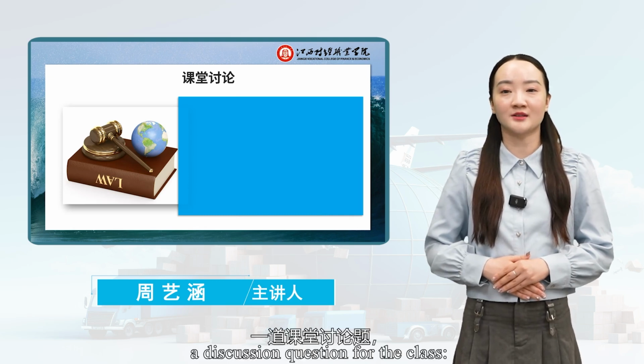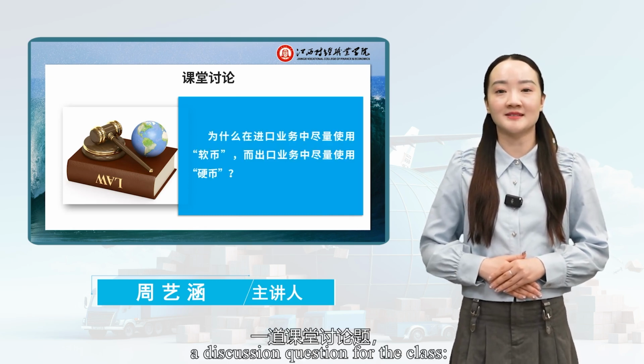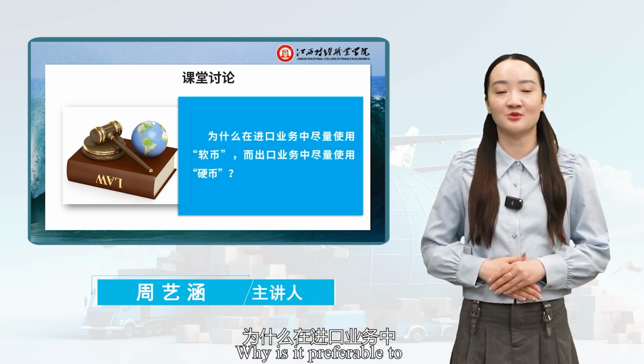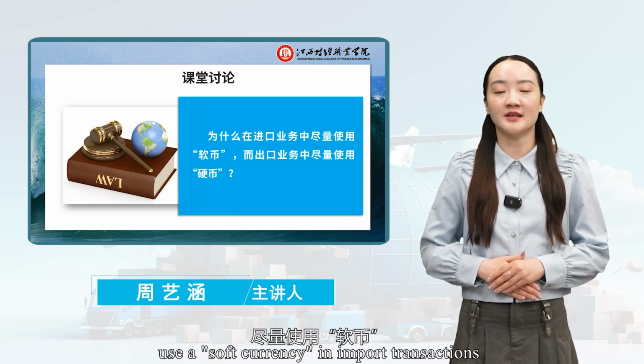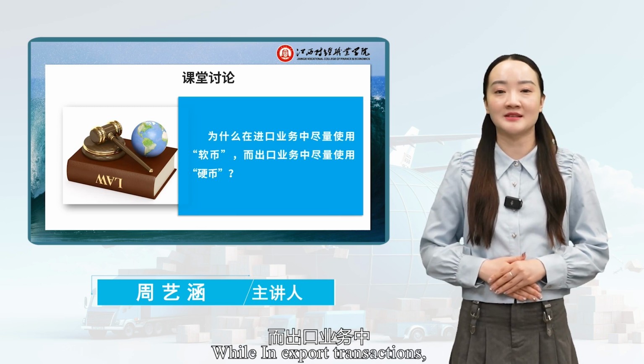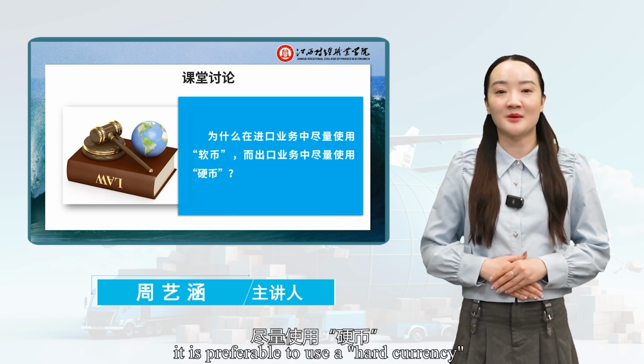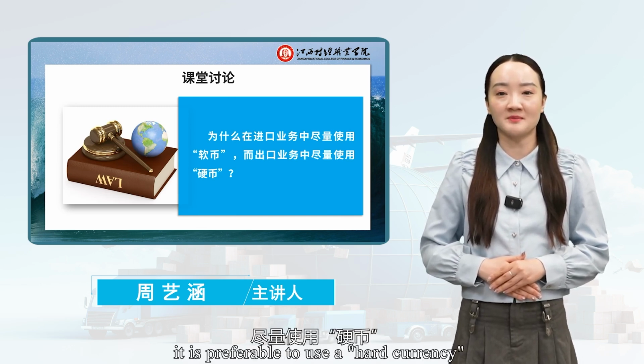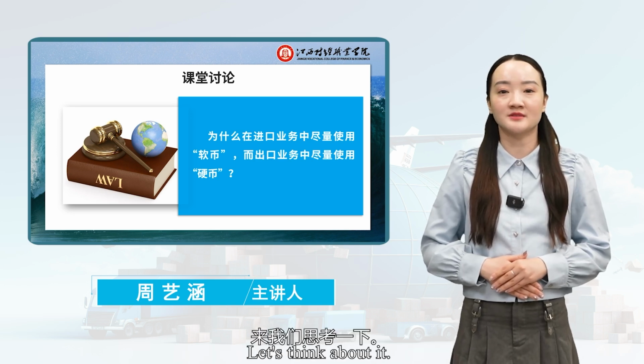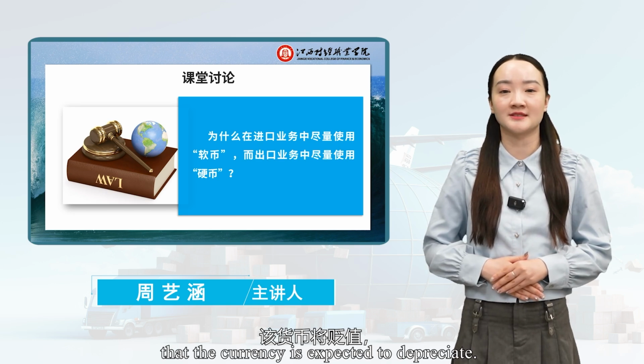Let's consider a discussion question for the class. Why is it preferable to use a soft currency in import transactions, while in export transactions, it is preferable to use a hard currency? Let's think about it. A soft currency implies that the currency is expected to depreciate.